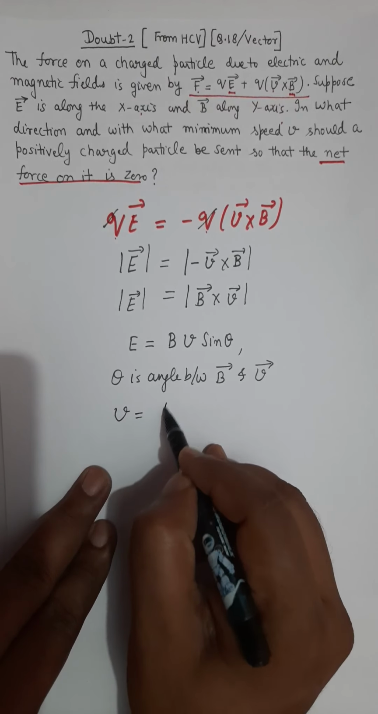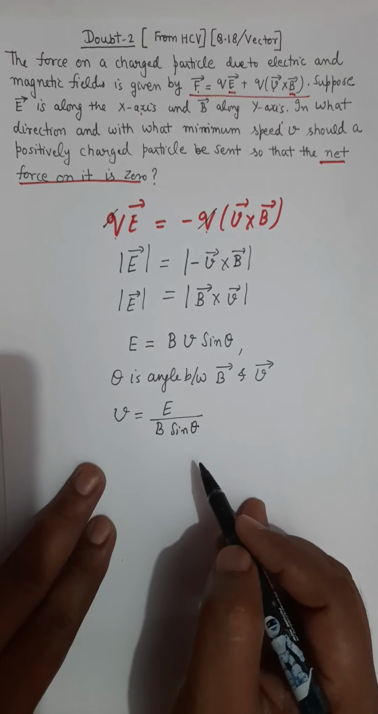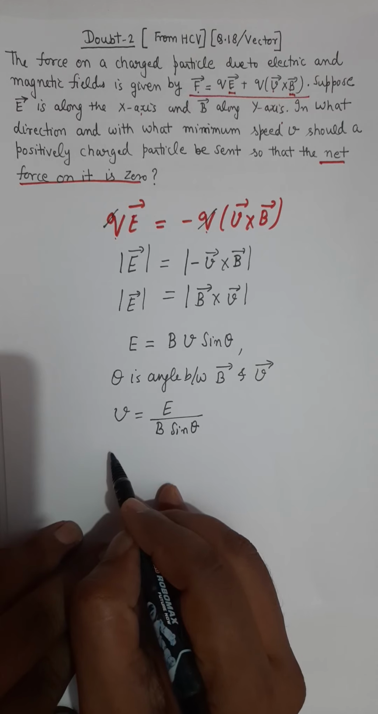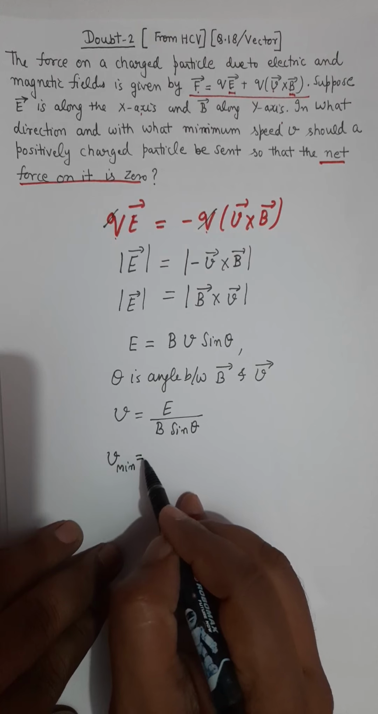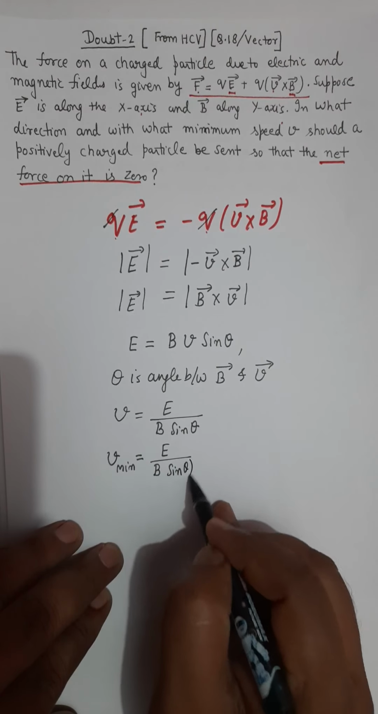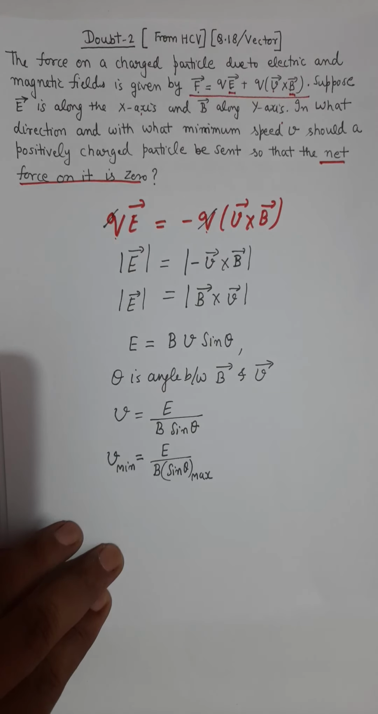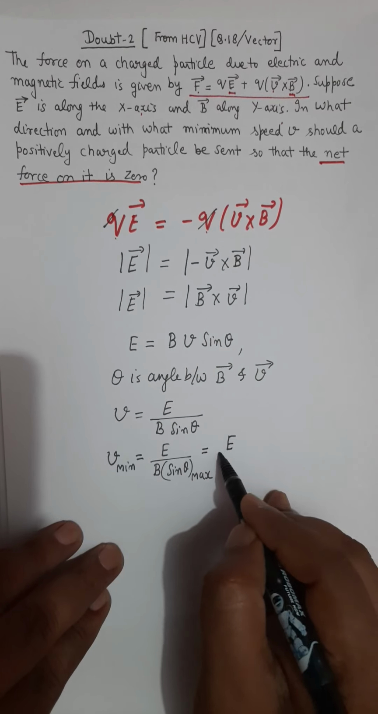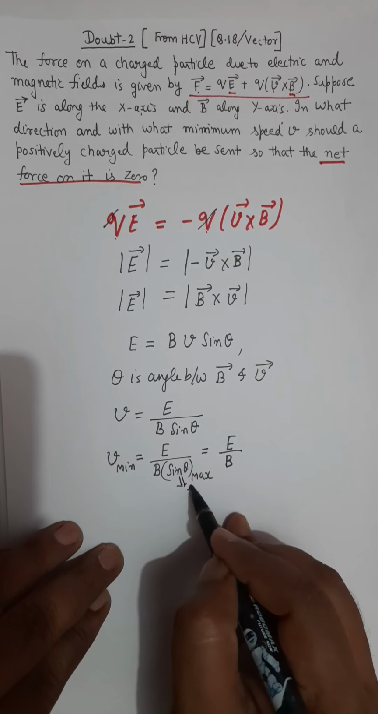So V is now E over B sine theta. They are asking about the minimum value of V. So the minimum value of V will be E over B, and then we want the maximum value of sine theta, because to get minimum V you have to put the maximum value of sine theta in the denominator. And as per trigonometry, the maximum value of sine theta is 1.